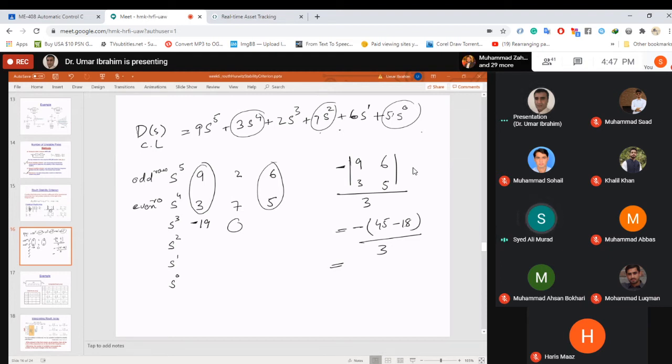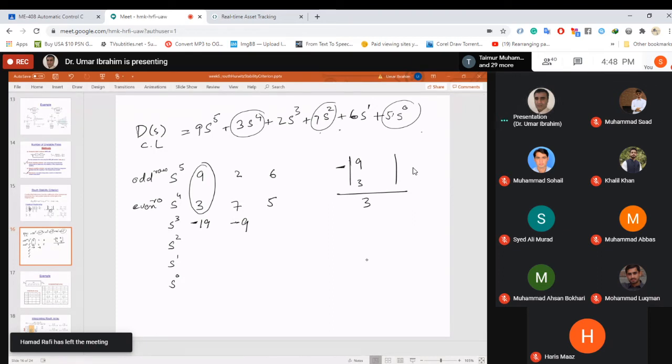Students? 9, sir. 9 is coming? Yes, sir. So this will be minus 9. Now assume that there was some other value. Let's suppose there was x and y. Then you will also calculate this value. And this value will then be x, y divided by 3. So this will then become 9y minus 3x divided by 3, whatever value you put here. Clear till here, students?